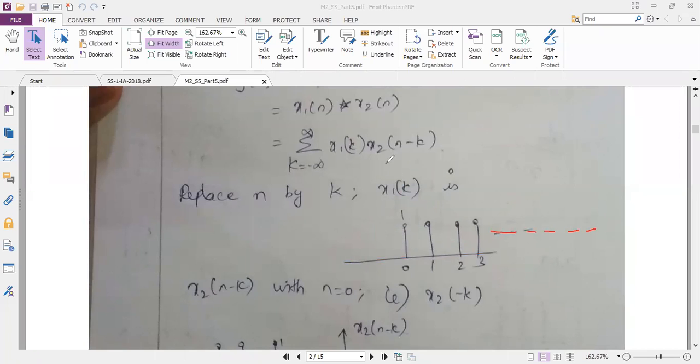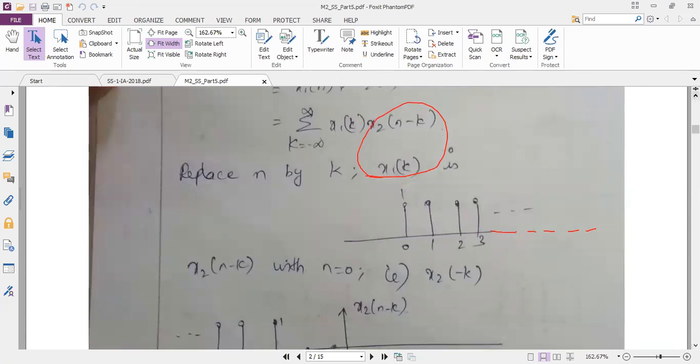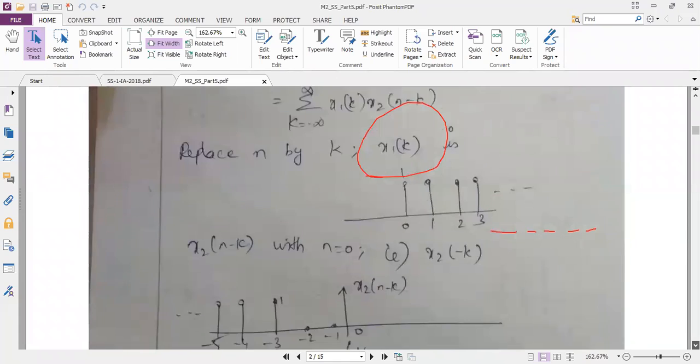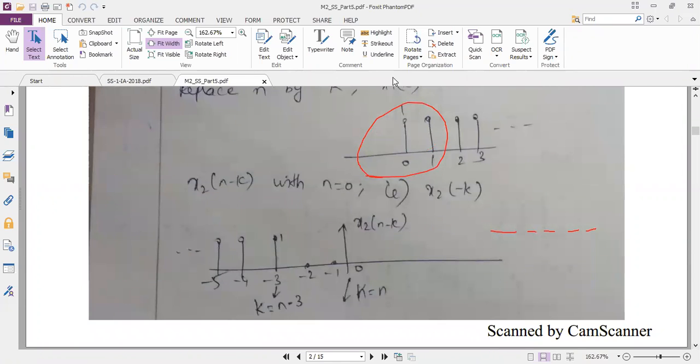The next step is, as per the formula, I have x2 of n minus k. My first step is, as per the formula, my term is x2 of n minus k. I am just making the n value 0. If I make the n value 0, then the expression I get is x2 of minus k.